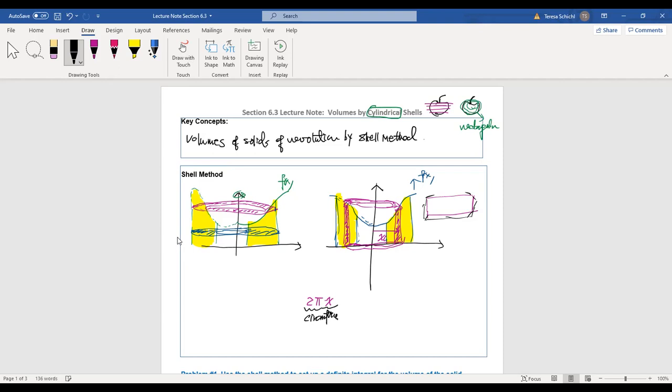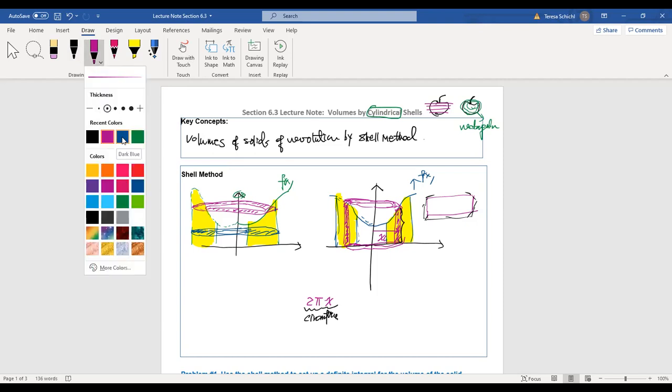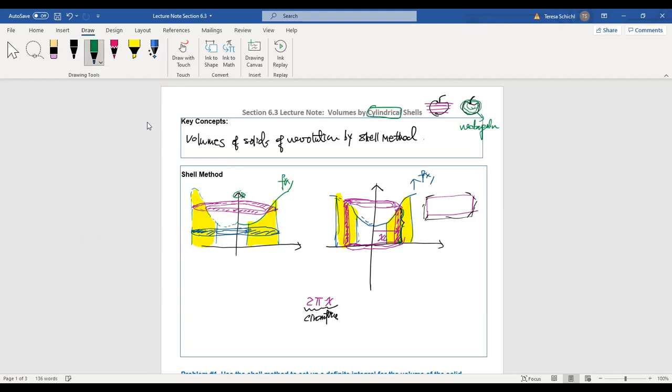Right, now because I'm trying to find the volume of this rectangular prism, what is this little thickness? That will be my delta x. Now, what is the width here? This is the length times width, right? So this will be the function f of x, because this is the height, so you say times f of x.